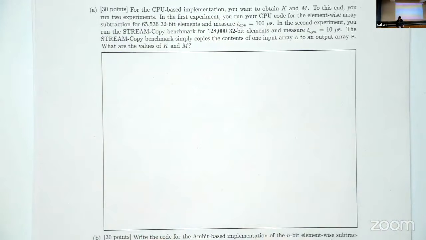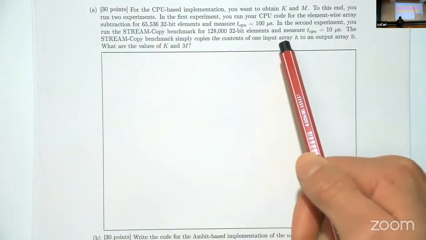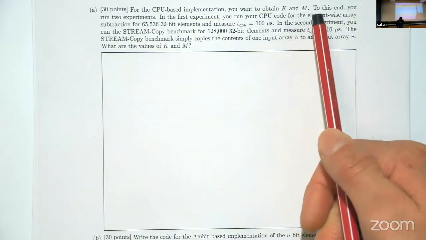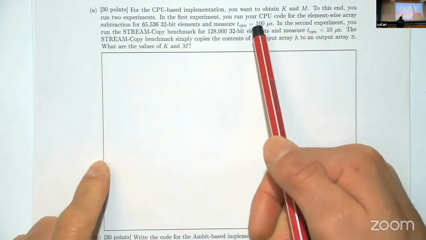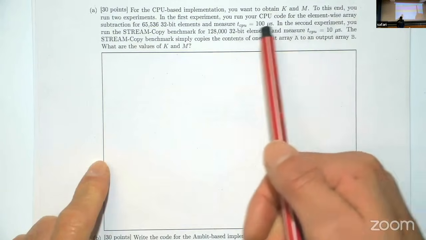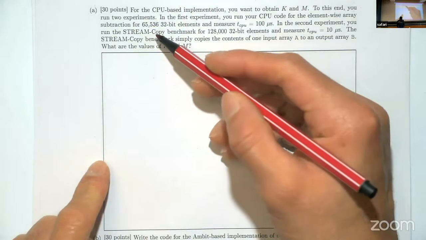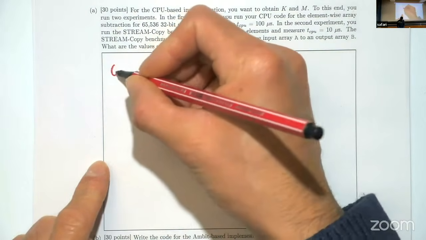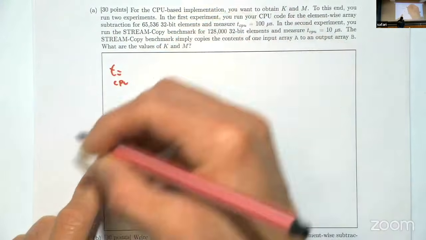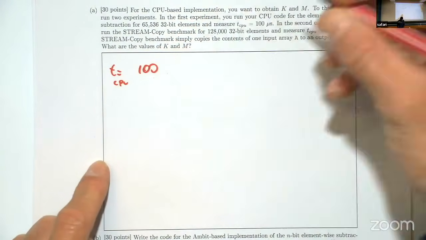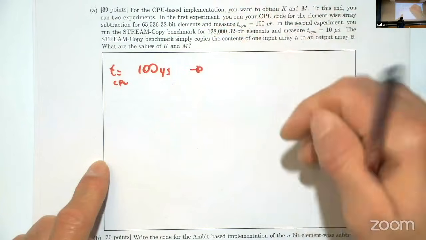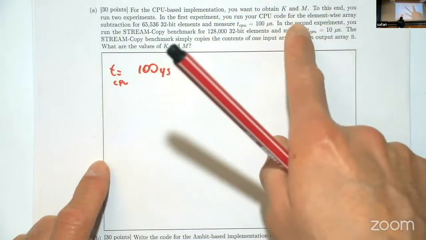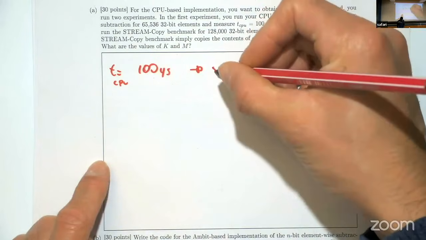Okay, so in the first part, you're going to figure out the time that it takes to execute the computation in the CPU. So for the CPU-based implementation, you want to obtain K and M. To this end, you run 2 experiments. In the first experiment, you run CPU code for the element-wise array subtraction for 65,000 32-bit elements and measure that T CPU is that one over there, in microseconds, for the subtraction code.